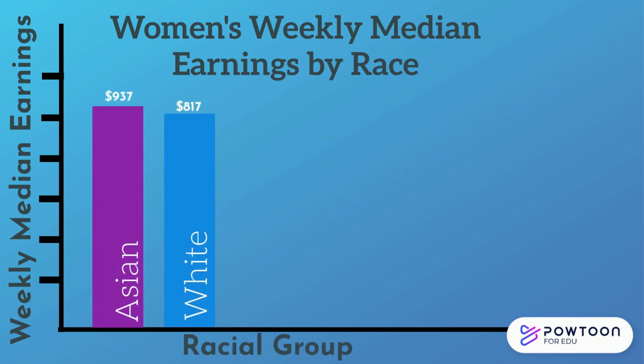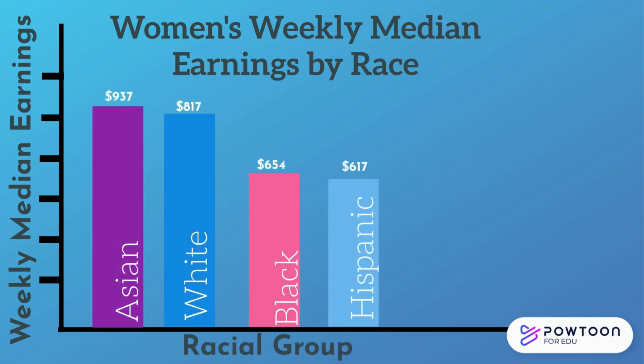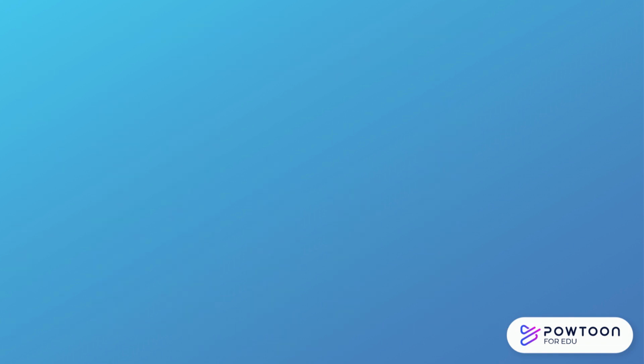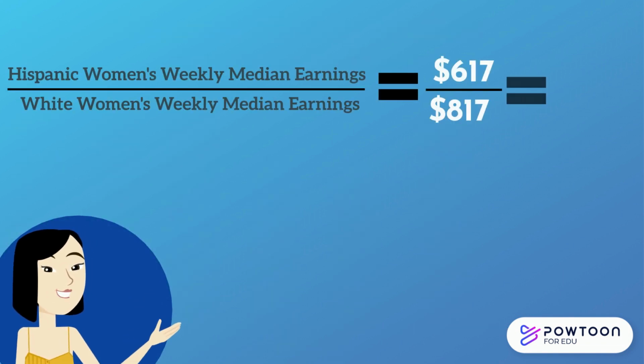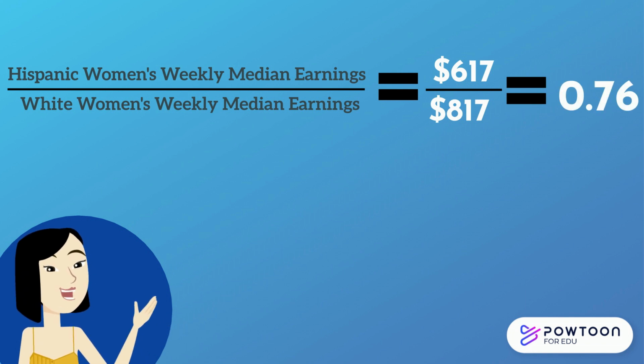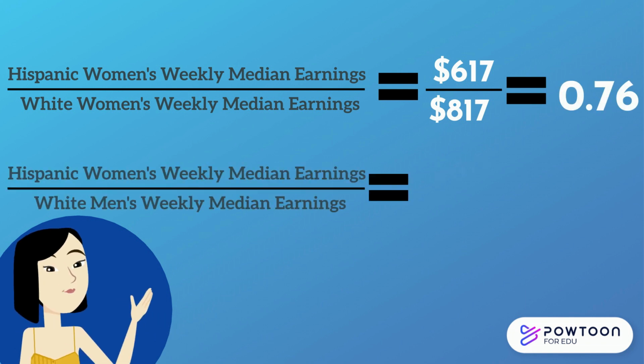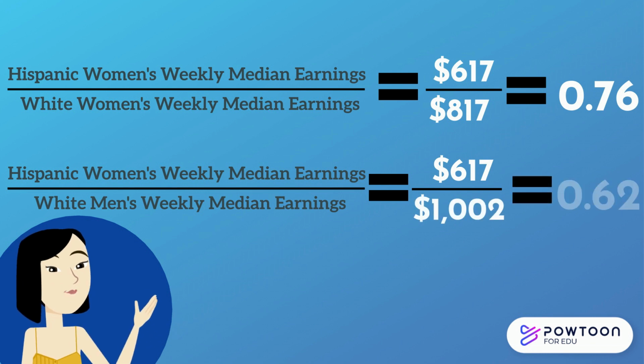There are significant gaps for the women as well. On one end of the spectrum, Asian women make about $937 a week, while Hispanic women make about $617 a week. So, if we compare it against what a white woman makes, an Hispanic woman makes 76 cents on the dollar. And then if we compared it to what a white man makes, an Hispanic woman makes 62 cents on the dollar.